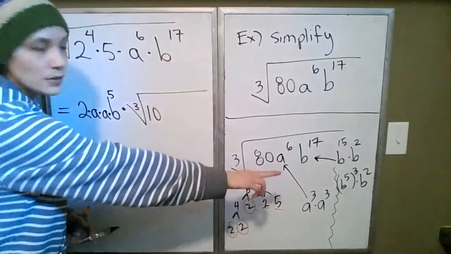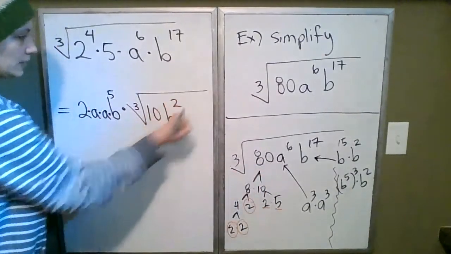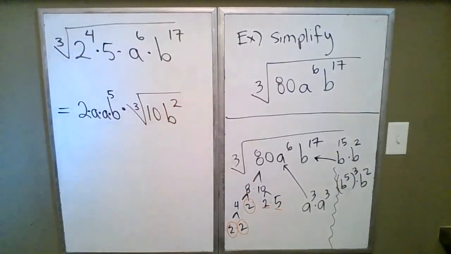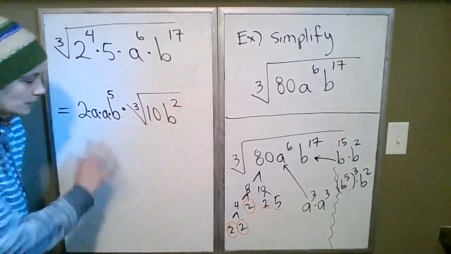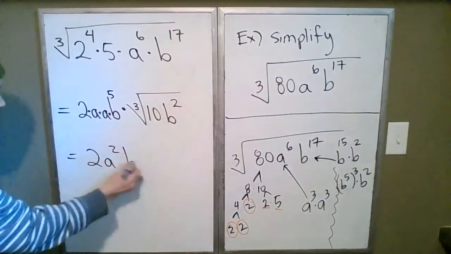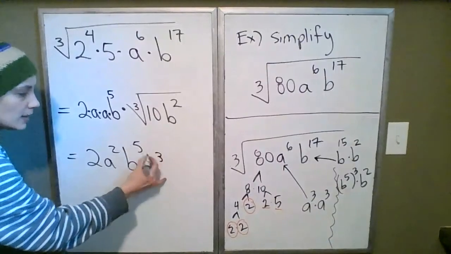Okay, but the b squared has to stay under the root. So what we have so far is 2a squared b to the 5th, and then the cubed root of 10b squared.